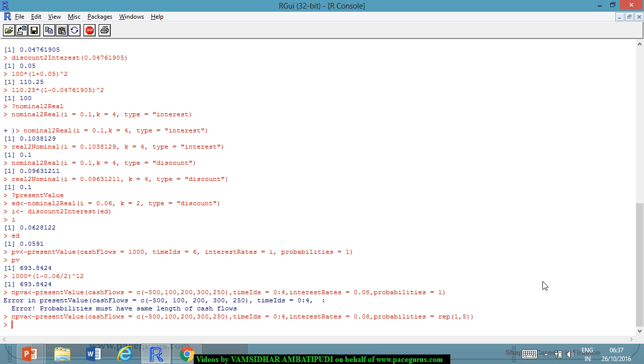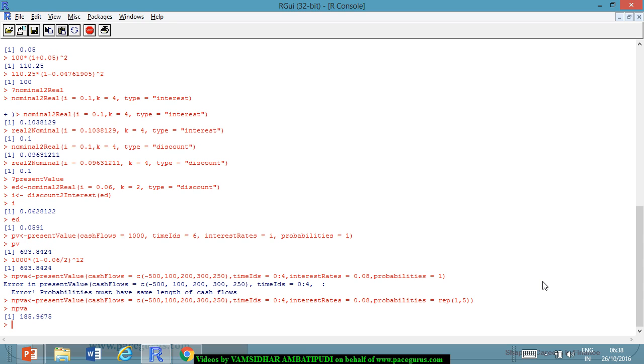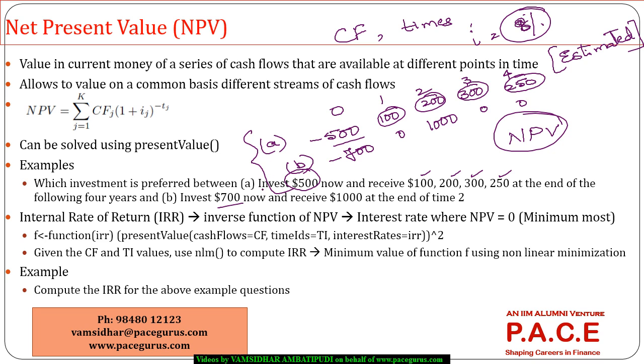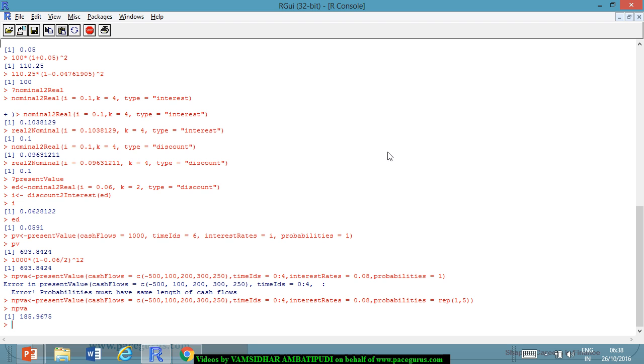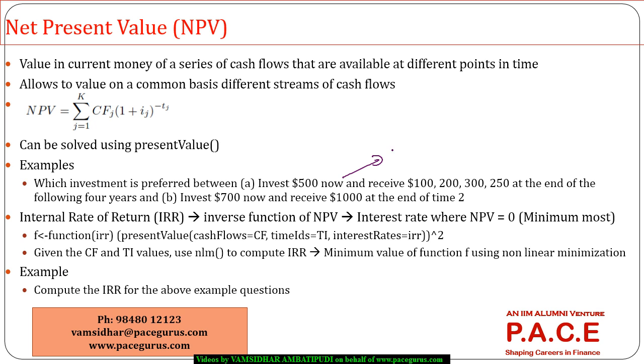So based on that, I'm going to get my NPV for project A, which is working out as 185.9675. This is the NPV for this project, and because it is a positive one, I can very well take up this project.